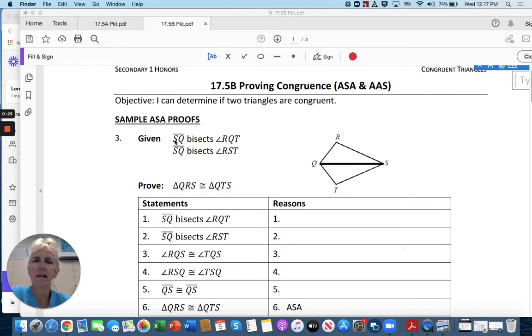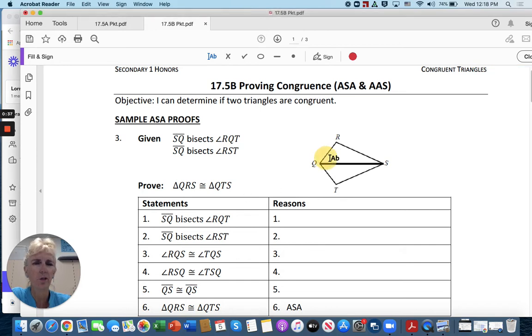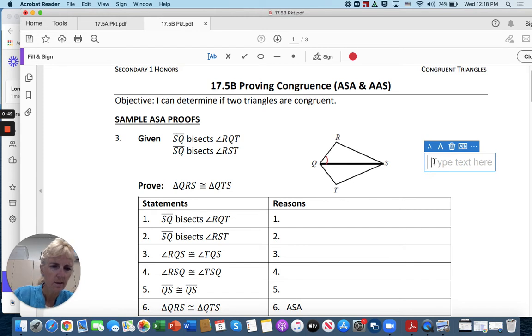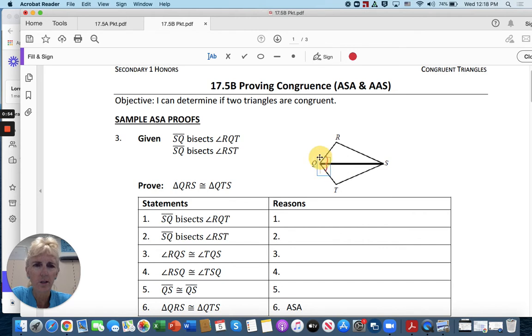It says that SQ, this line right here, bisects angle RQT. So if it bisects that angle, that means that these two angles are congruent. Now, once you're doing this, you should make sure that you label it, okay? So here we have two of those angles that are congruent.